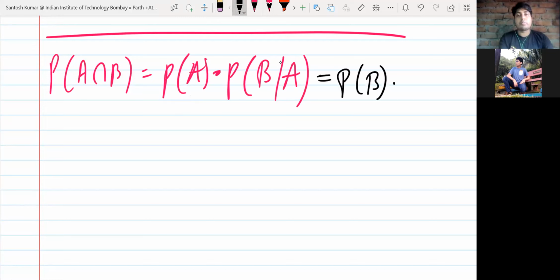So what is the probability of occurrence of B, and then probability of occurrence of A, because you want to find the probability of occurrence of both the events. So probability of A when B has already occurred. So this is a multiplication rule.